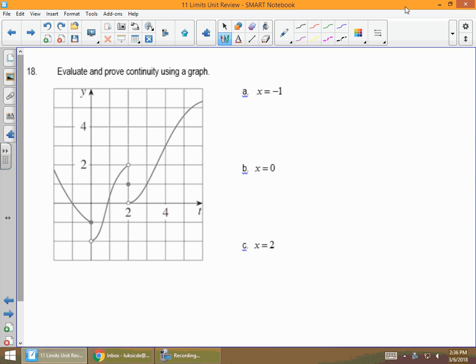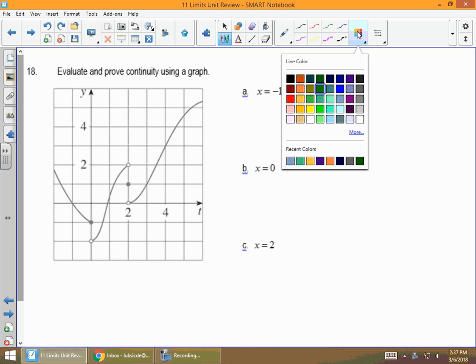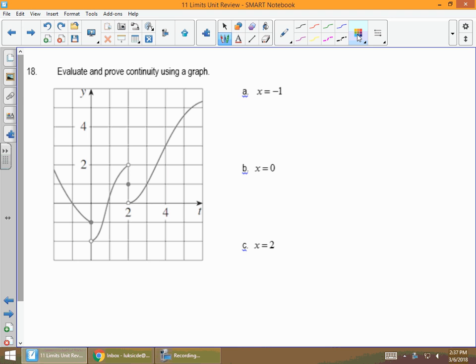All right, so we just did continuity from equations. Now we're going to do continuity from a graph. The same rules apply. We're still looking at left-hand limit, right-hand limit, and the value of the function at that point. So if we're looking at -1, I'm going to mark that on my graph.